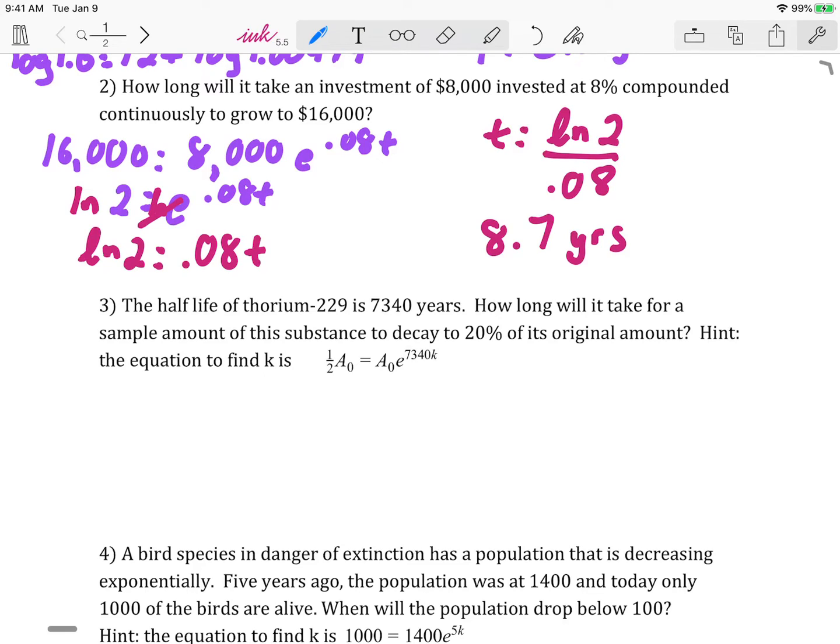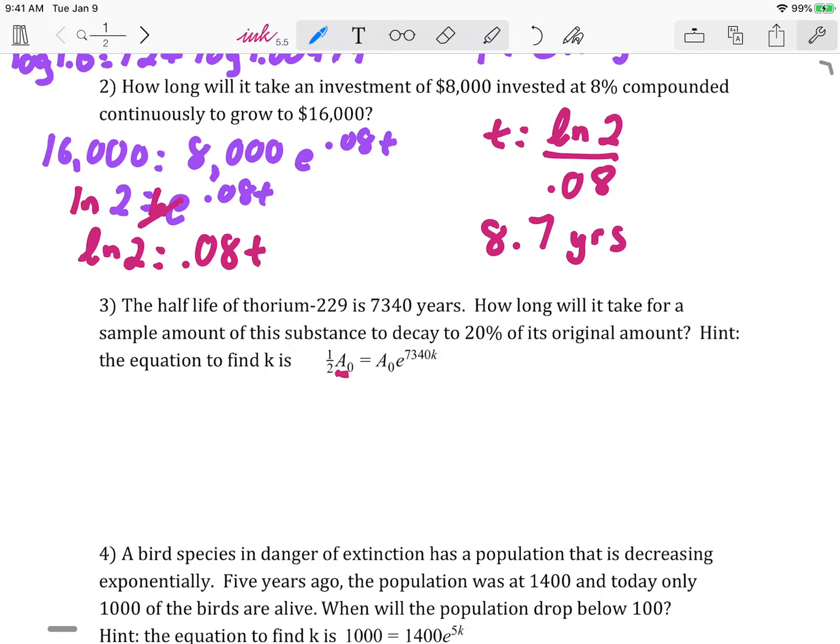Number 3: the half-life of thorium-229 is 7,340 years. How long will it take for a sample amount of this substance to decay to 20% of its original amount? So I give you a hint here. The equation to find k, so I need to find k first, is half a naught. A naught means initial or the original. So half the original, half a naught, is equal to a naught times e to the 7,340k. So this gets a little interesting because there's two times here.